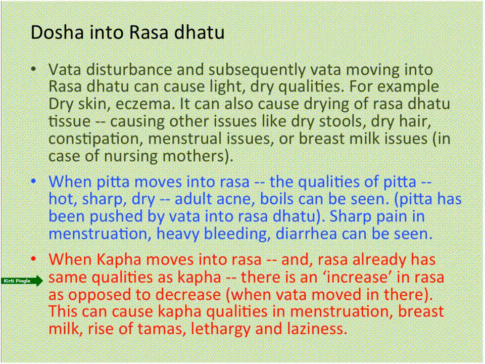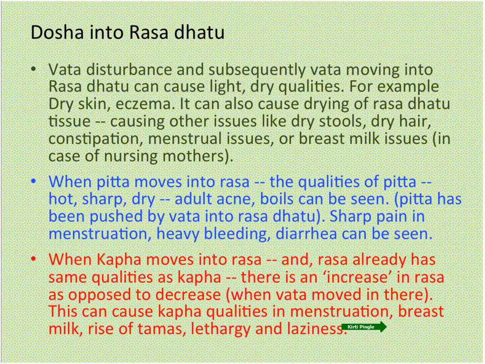Then when Kapha dosha moves into Rasa Dhatu, Kapha and Rasa have very similar properties. They are both cold in nature. Both are unctuous in nature. So you can see that there is literally an increase in Rasa Dhatu as opposed to the decrease in Vata dosha. So the Kapha qualities will be seen in menstruation.